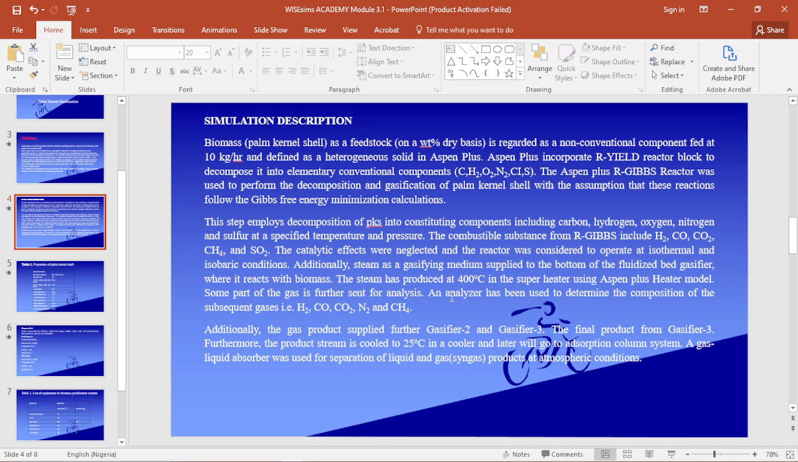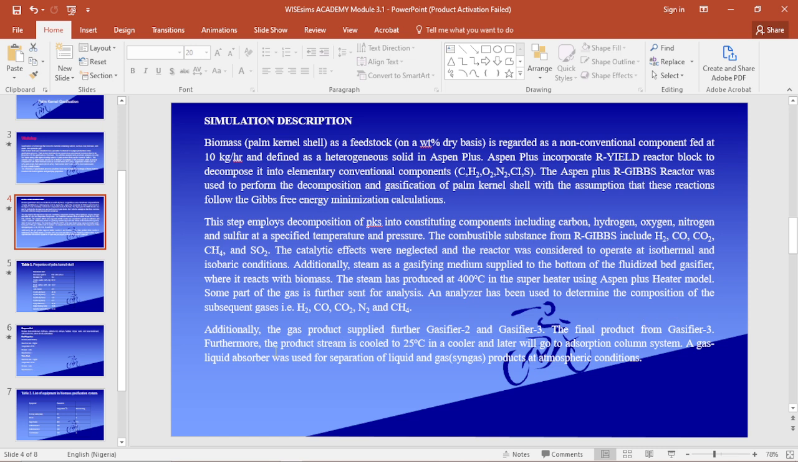An analyzer has been used to determine the composition of the subsequent gases. So basically, after everything, you just check your results. That's what it's talking about. We're checking our results. So we have two gasifiers, which were Gibbs 1 and Gibbs 2. The final gasification process is from Gibbs 2, that's the final product coming out from Gibbs 2.